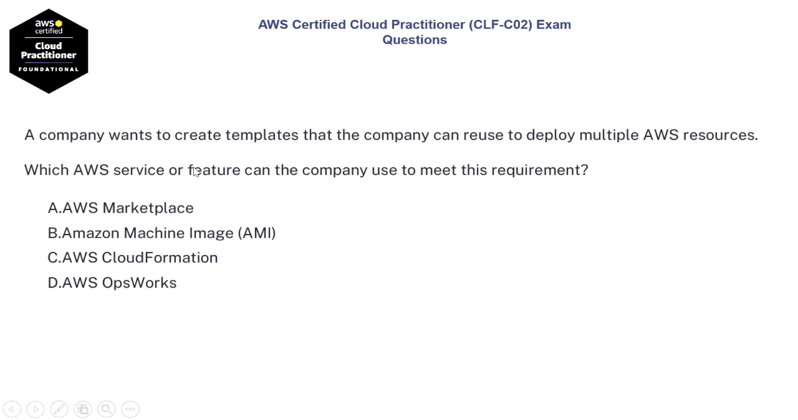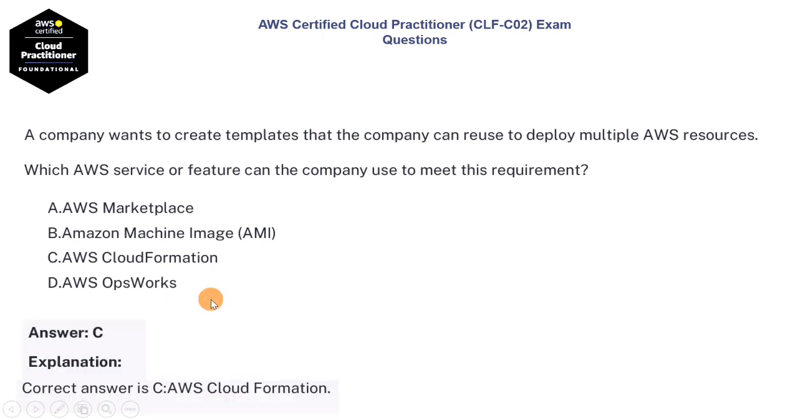Next question. A company wants to create templates that the company can reuse to deploy multiple AWS resources. Which AWS service or feature can the company use to meet this requirement? Option A, AWS Marketplace. Option B, Amazon Machine Image. Option C, AWS CloudFormation. Option D, AWS OpsWorks. The right answer is option C, AWS CloudFormation.